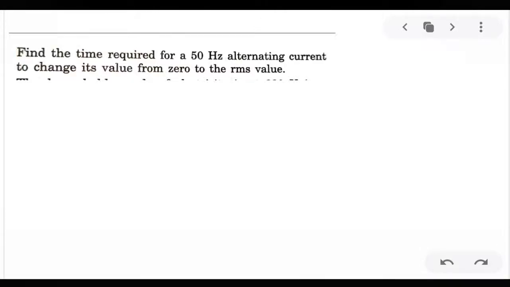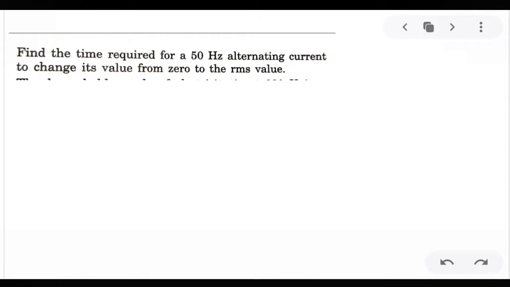Hi everyone. So in this video I am going to discuss a few questions from the chapter Alternating Current from the book Concepts of Physics by H.C. Verma. So the first question is, find the time required for a 50 Hz alternating current to change its value from 0 to the RMS value.